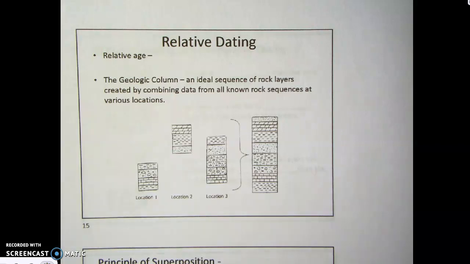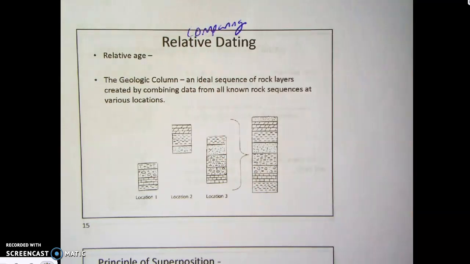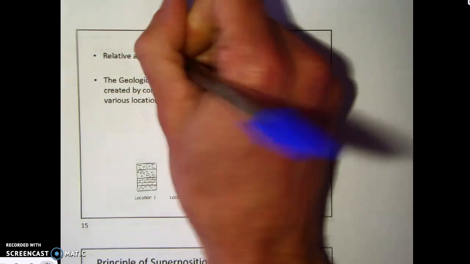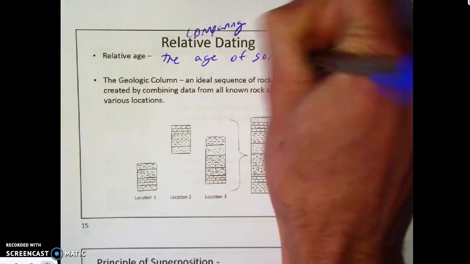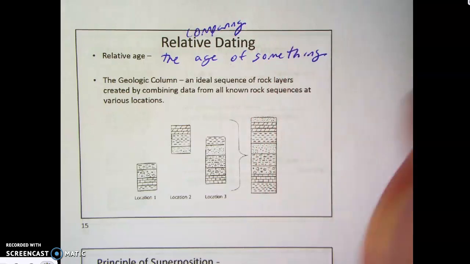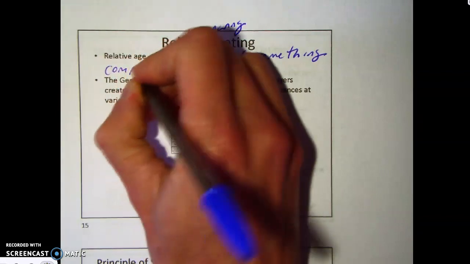So the first way that we could find the age of something is this concept of relative dating. Relative basically means comparing. We might not know exactly how old the object is with this idea of relative dating, but basically we're taking the age of something and we're comparing it to something else. So the age of something compared to the age of something else.